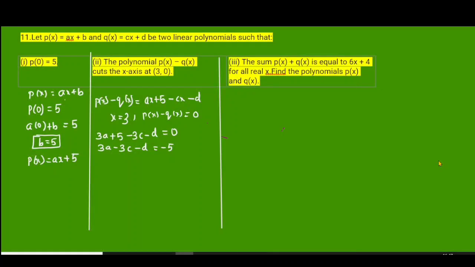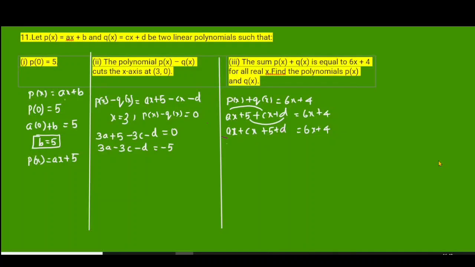Sum of p of x, q of x is equal to 6x plus 4. That means p of x plus q of x is equal to 6x plus 4. So p of x is ax plus 5 and q of x is cx plus d, which is equal to 6x plus 4. Now, arrange the like terms: the x terms, and these two are constants. So ax plus cx and 5 plus d is equal to 6x plus 4, because on both sides x terms and constants are there.